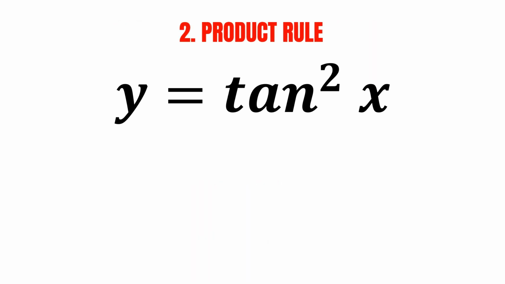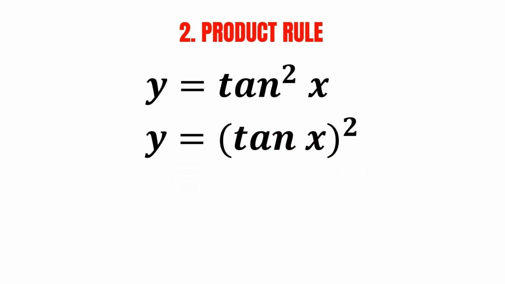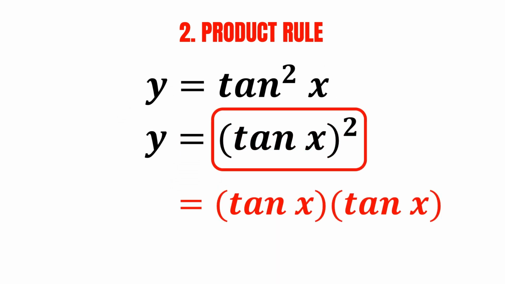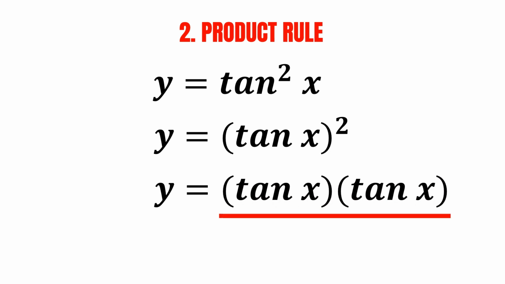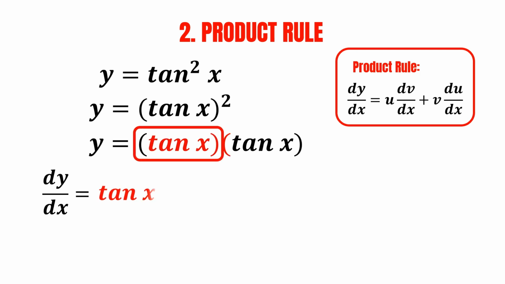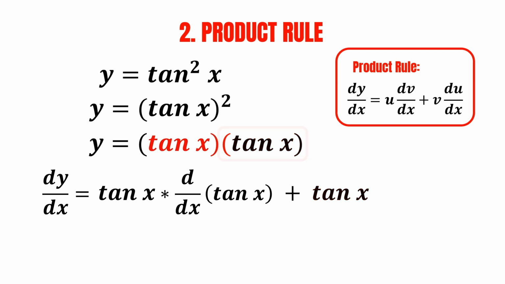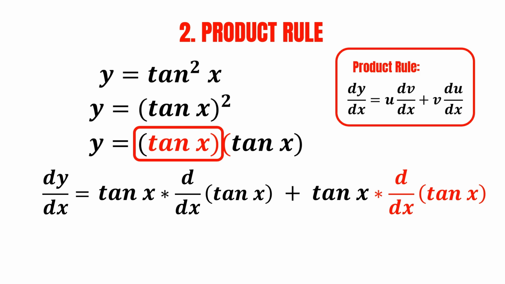Now, let's proceed to the second method, which is the product rule. Just like what we did earlier, we can rewrite the function of tangent squared x into tangent x, squared, which also means that it is tangent of x multiplied by another tangent of x. Since it is a product of functions, we can apply the product rule. By using the product rule, we first keep the first part of the function the same, which is tangent of x, and multiply it by the derivative of the second part, which is the derivative of tangent of x. Then, plus the second part of the function, multiplied by the derivative of the first part, which is also the derivative of tangent of x.